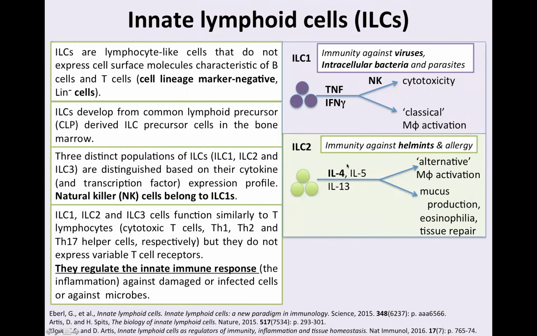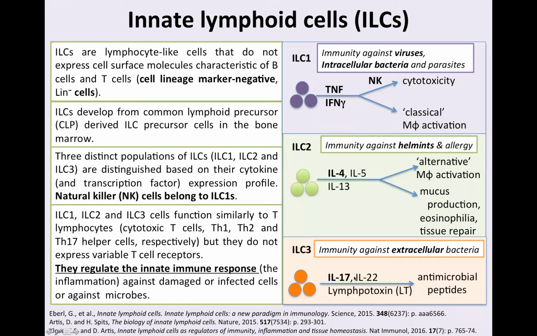ILC2 cells mostly work against helminths and allergy. They are involved in that one. They will produce IL-4, whereas the ILC1 will produce TNF and interferon gamma. ILC3 cells mostly produce interleukin-17 and IL-22. They work against extracellular bacteria mostly.